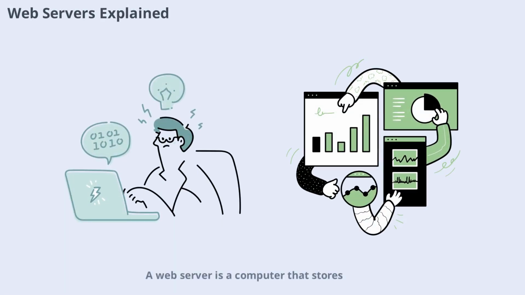A web server is a computer that stores website files and delivers them to users when requested. When you visit a website, your browser communicates with the server to fetch the necessary data. Servers play a critical role in web development, ensuring that content is available and accessible around the clock. Understanding how servers work is key to building reliable and scalable websites. In the next scenes, we'll explore how servers interact with browsers and why they're so important.